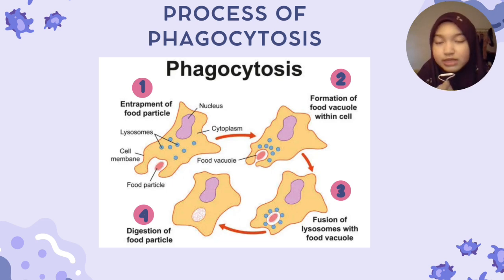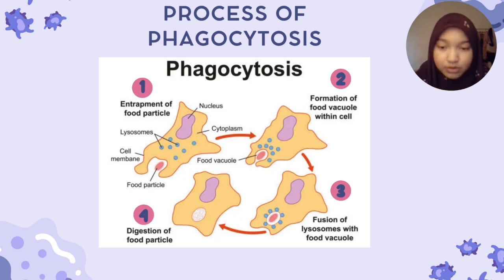Next is the process of phagocytosis. First, the phagocytic cell recognizes and attaches to the microbe. The cell then extends finger-like projections called pseudopodia, which surround the microbe. The microbe is then engulfed and enclosed inside the cell, forming a membrane-bound structure known as a vacuole.